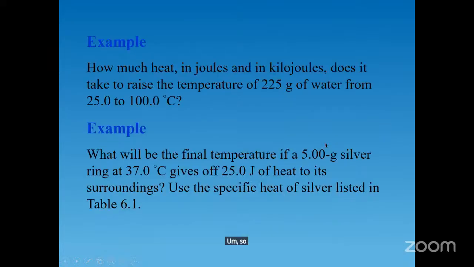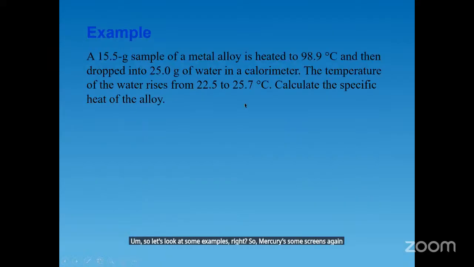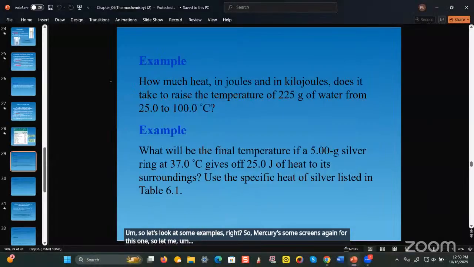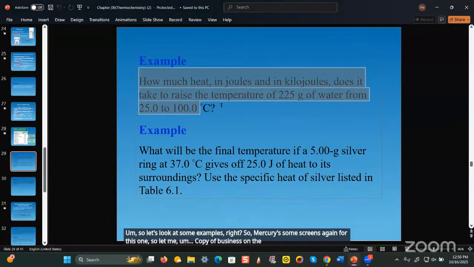So let's look at some examples, right? So I'm going to need some space again for this one. So let me copy and paste this onto Word.